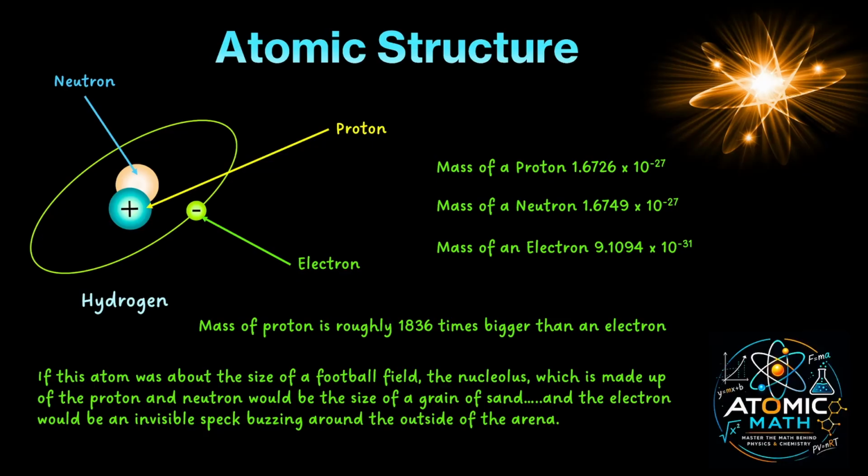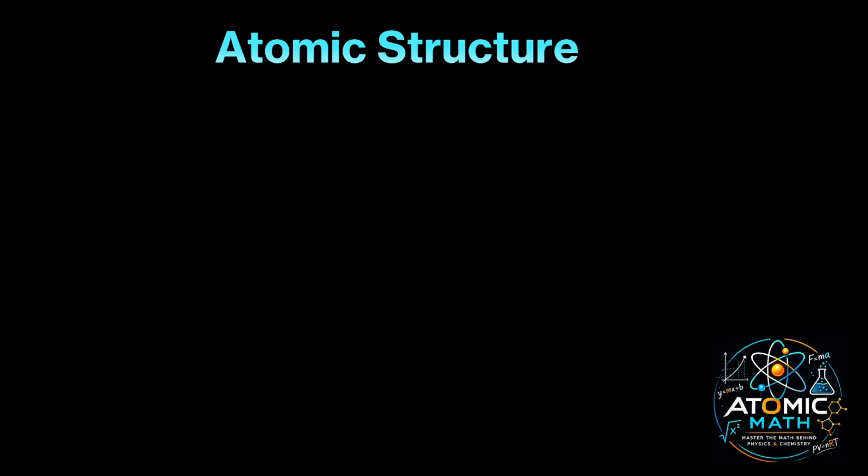If an atom was the size of a football field, the nucleus, which is made up of the proton and the neutron, would be the size of a grain of sand sitting on the 50-yard line. And the electron would be an invisible speck buzzing around the outside of the arena. So even if you made an atom the size of a football field, you could still not see an electron with your own eyes. An electron, in comparison to a proton or neutron, is extremely small, but also an atom in general is just so much empty space. I think that's hard for us to actually comprehend. Like I said, even the nucleus would only be a grain of sand in the middle of this football field.